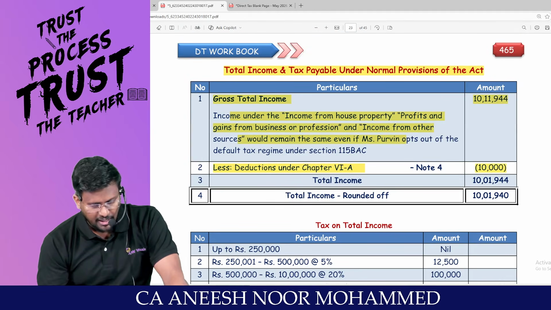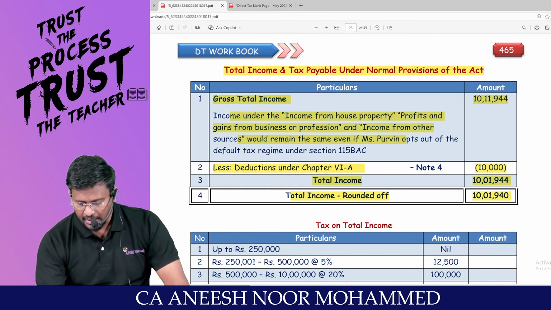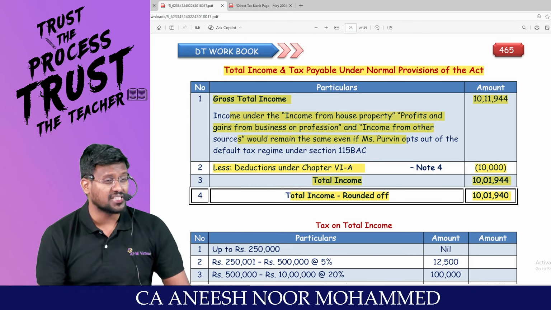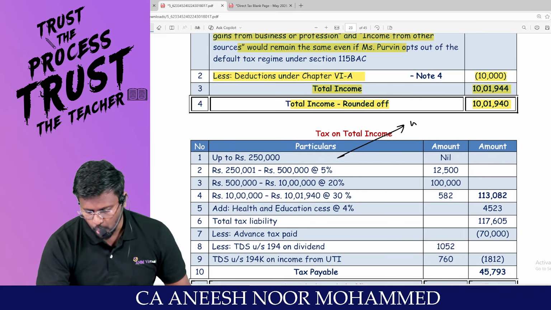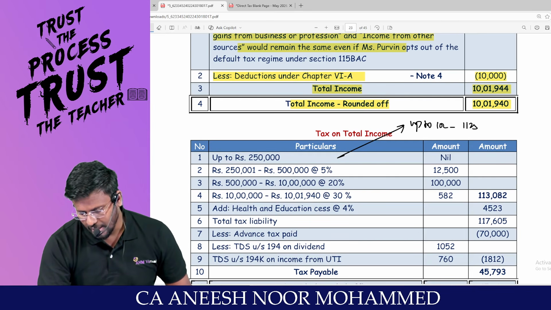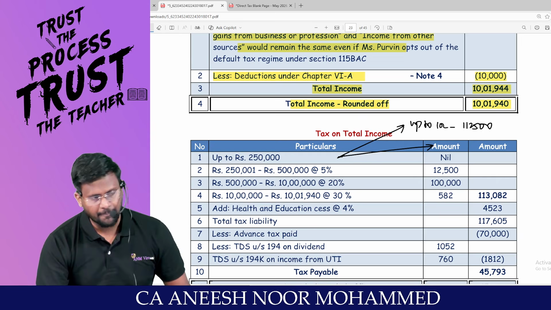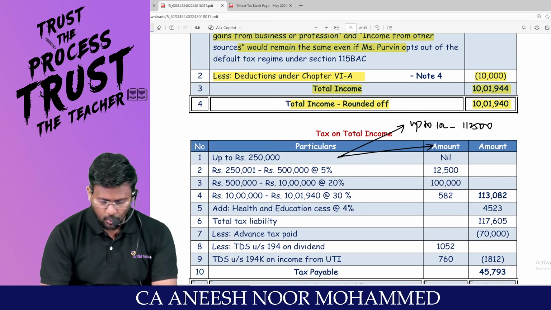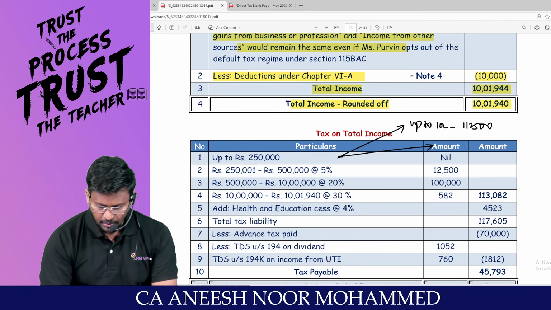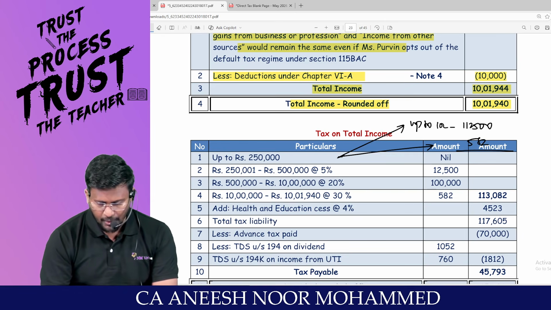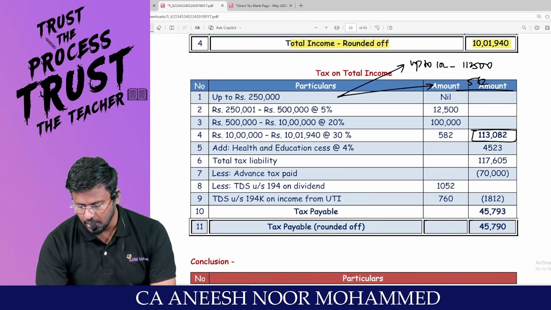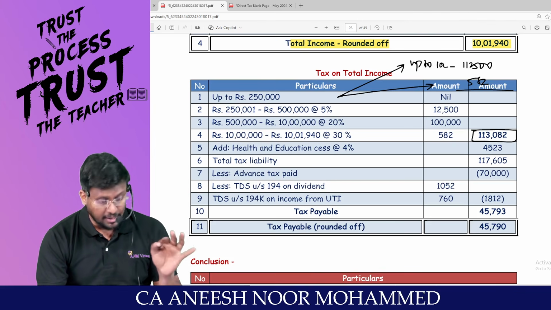Sir, for the sake of 10,000 rupees, total income has become 10,01,944. This will be rounded off to 10,01,940 under the optional tax regime. Up to 10 lakh, 1,12,500. Am I right? So up to how much lakh? 10 lakh, 1,12,500. Sir, more than 10 lakh, 30%. So 10,01,940 minus 10 lakh comes to 1,940, into 30% comes to 582. So 582 plus 1,12,500 comes to 1,13,082 is the total tax payable.